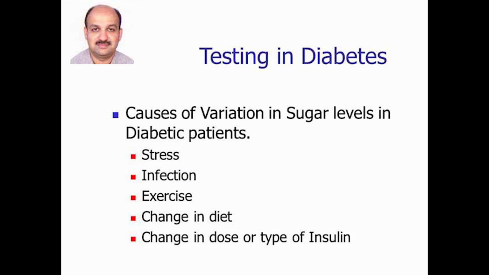What are the causes of variation in sugar levels in diabetic patients? This can be because of stress, infection, exercise, a change in diet, or a change in dose or the type of insulin. The most important being infection. Whenever a patient of diabetes gets an infection, a patient who was normally under control will go out of control. In case you are exercising regularly and you stop exercise, you will realize that your sugar levels are rising.